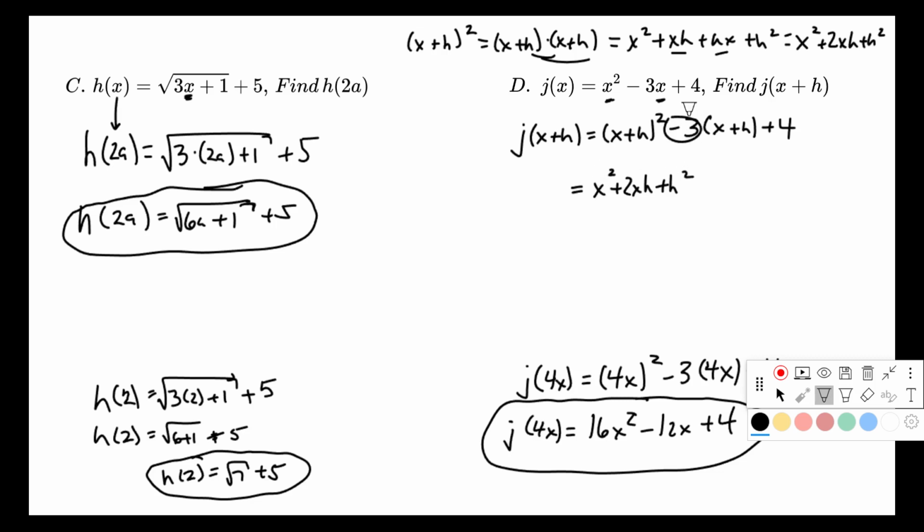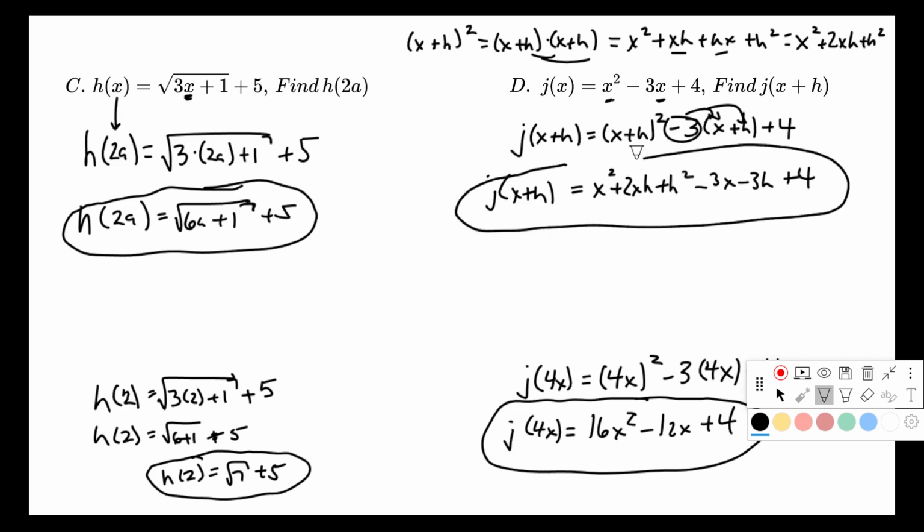Now I'm going to take this negative 3 and I'm going to distribute it. That's negative 3x, negative 3h, plus 4. I can't combine any of these. None of them are like. The x squared is not like x. The h squared is not like h. There's no 2x, there's no xh in this. So this is my answer.